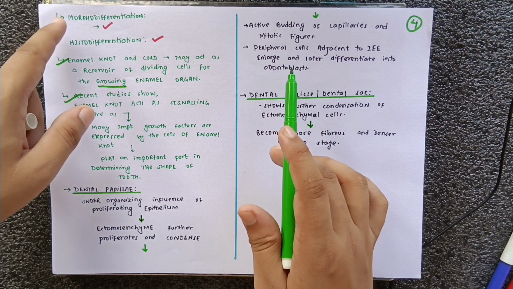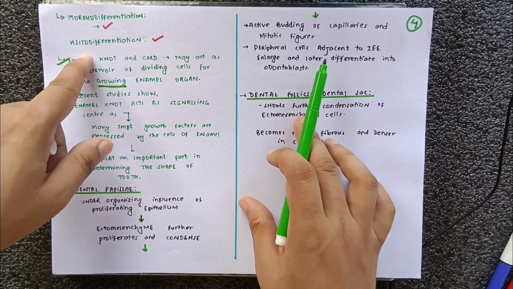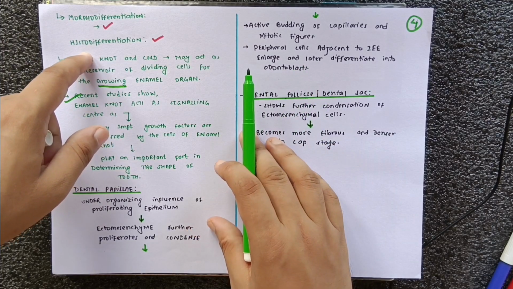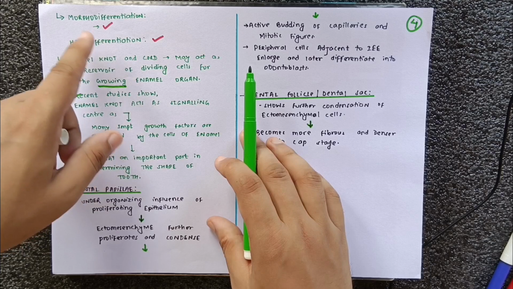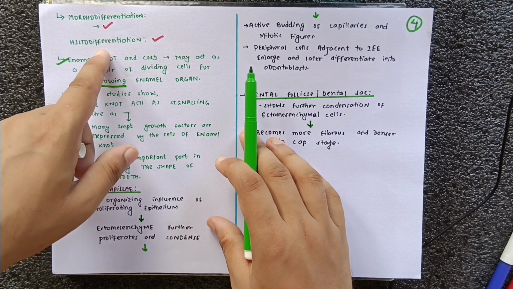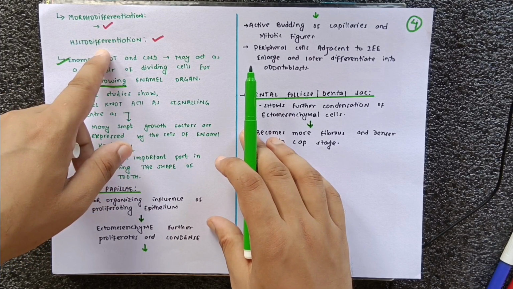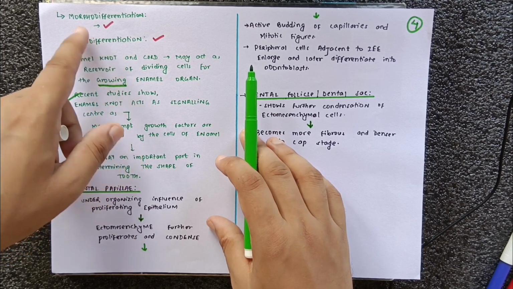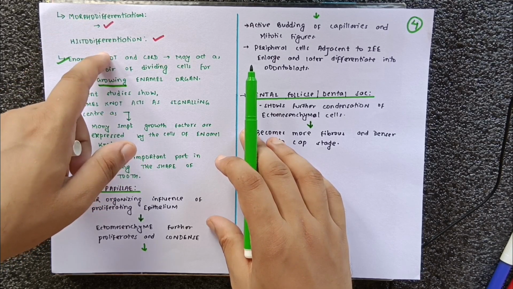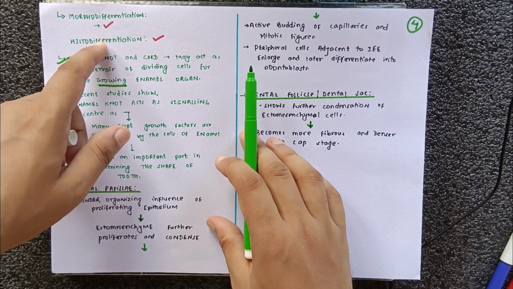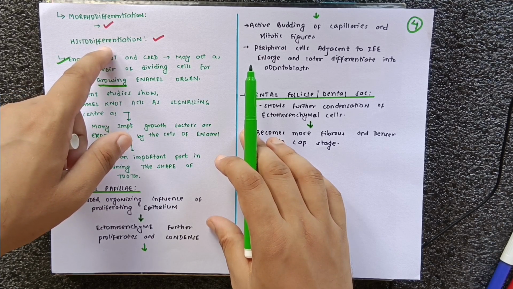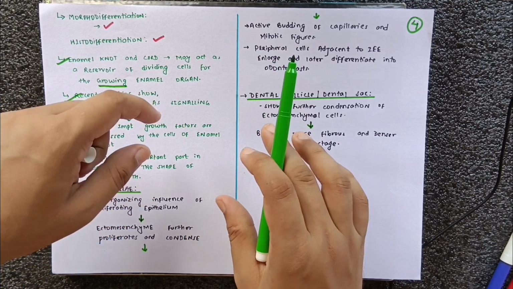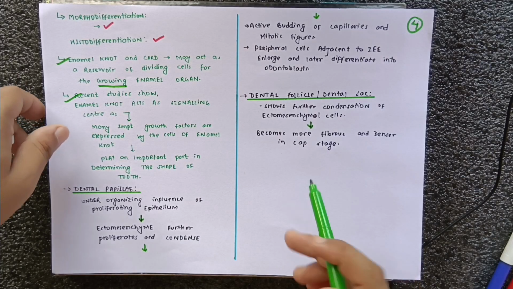After that, I have written here about the morphodifferentiation and the histodifferentiation. In the previous stage, that is the bud stage, there was only morphodifferentiation but no histodifferentiation, that is, no specialization of the cells. But here you can see both morphodifferentiation and histodifferentiation are present. So just remember this point, they can ask you in the viva. It is a very important question to be asked in viva.